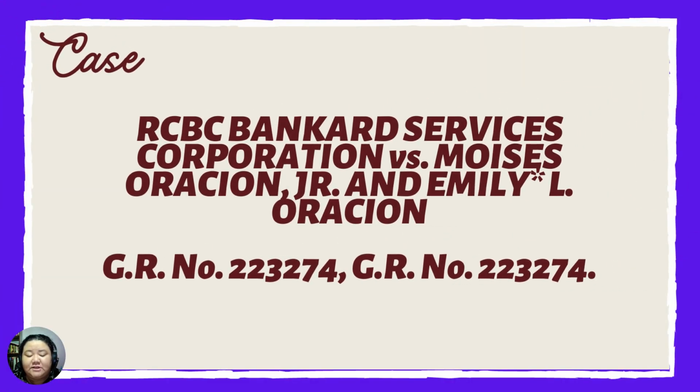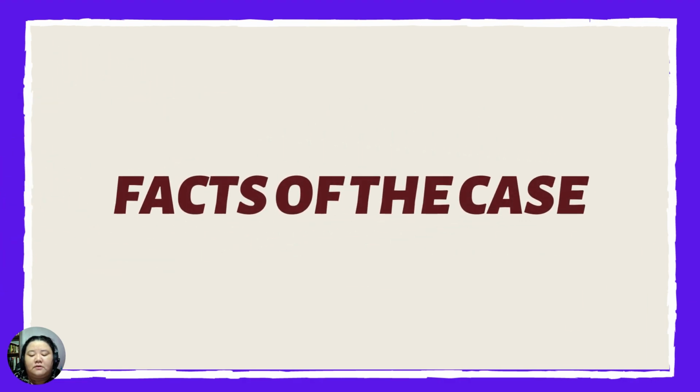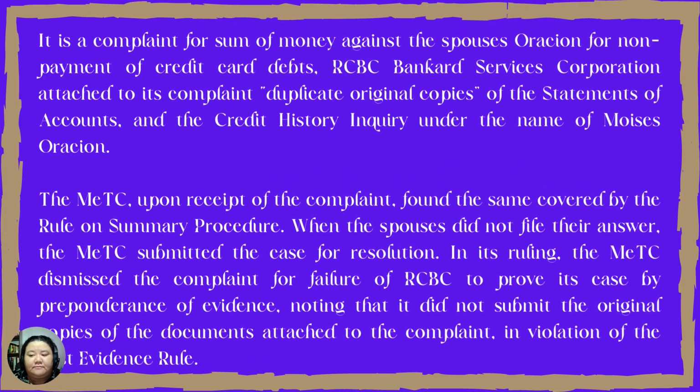RCBC Bank Card Services Corporation versus Moises Oracion Jr. and Emily L. Oracion, GR number 223274. The facts of the case: it is a complaint for sum of money against the spouses Oracion for non-payment of credit card debts. RCBC Bank Card Services Corporation attached to its complaint duplicate original copies of the statements of accounts and the credit history inquiry under the name of Moises Oracion.